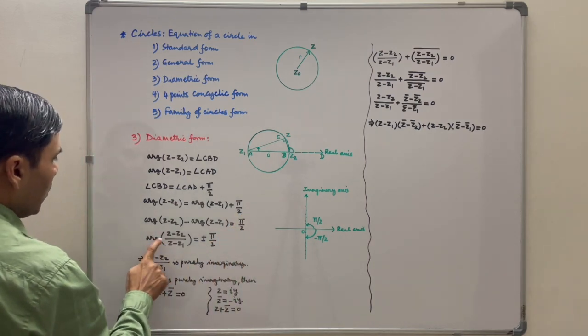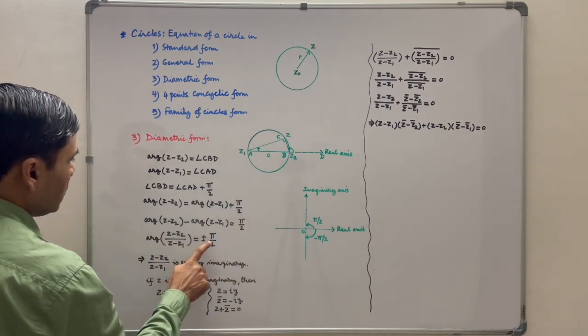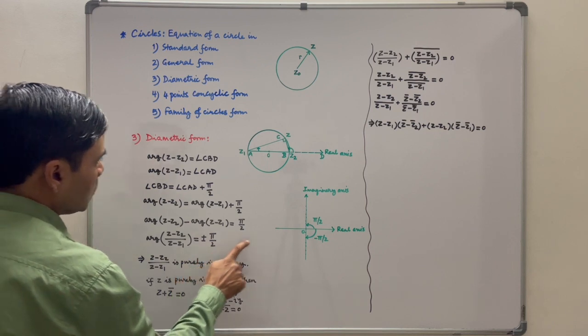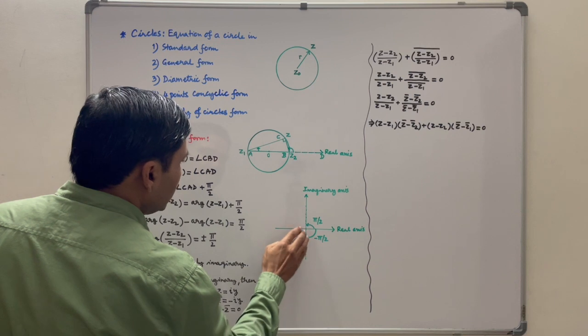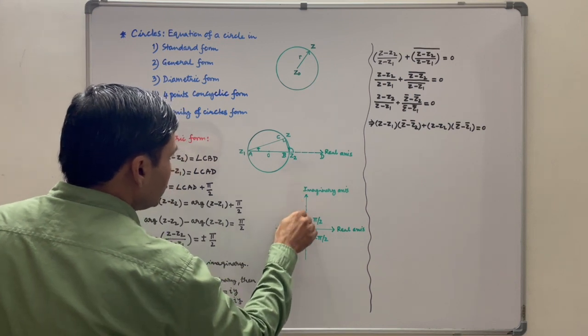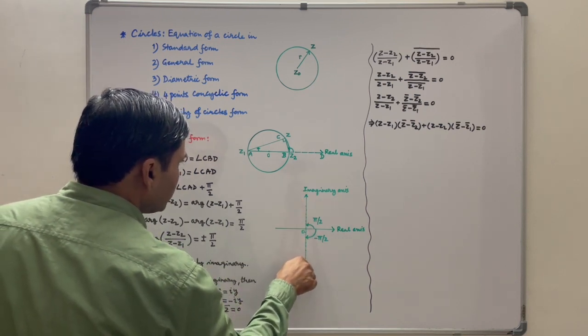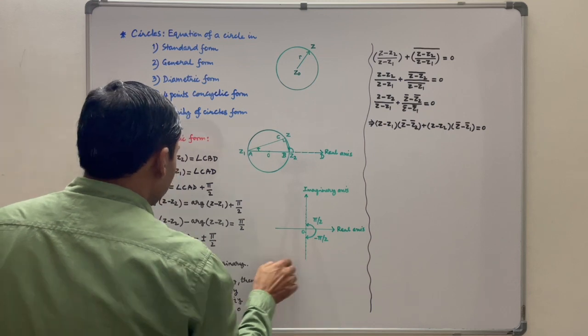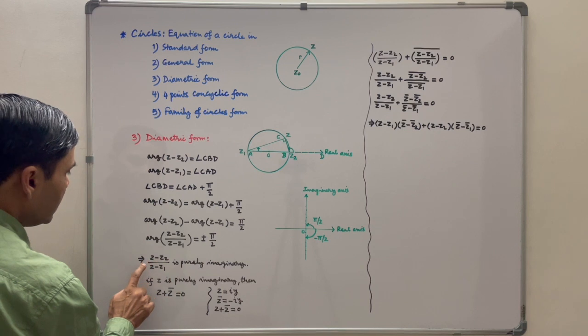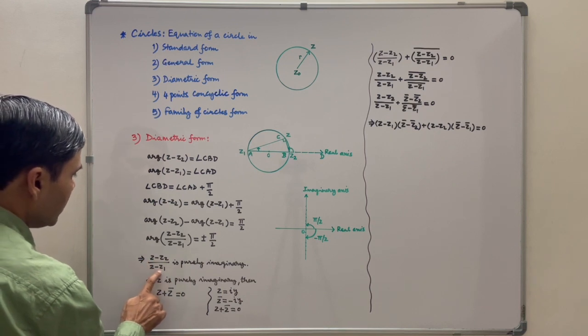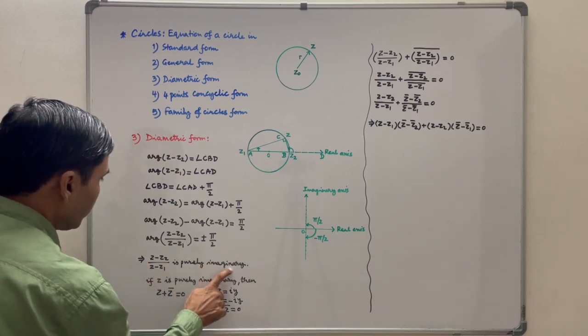Now, if the argument of some complex number is equal to plus or minus pi by 2, the number will be purely imaginary. It can lie on the positive side of the imaginary axis or on the negative side of the imaginary axis. So this complex number is purely imaginary, that is, (Z minus Z2) upon (Z minus Z1) is purely imaginary.